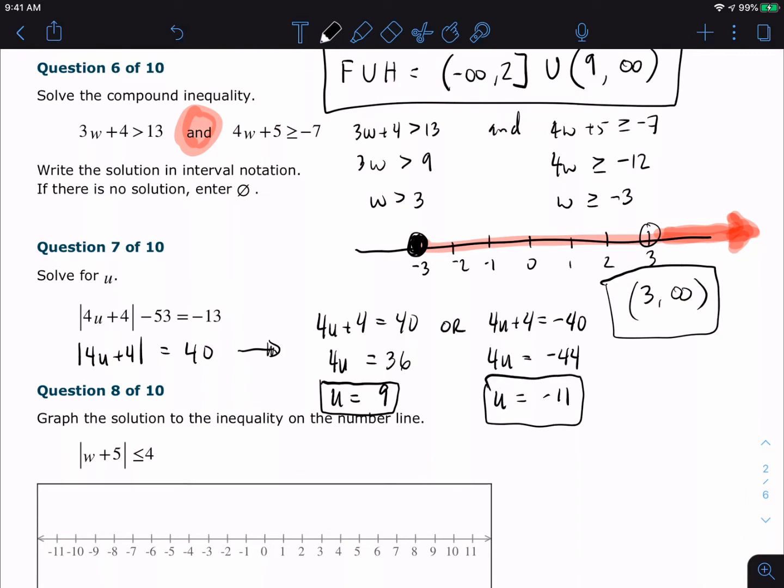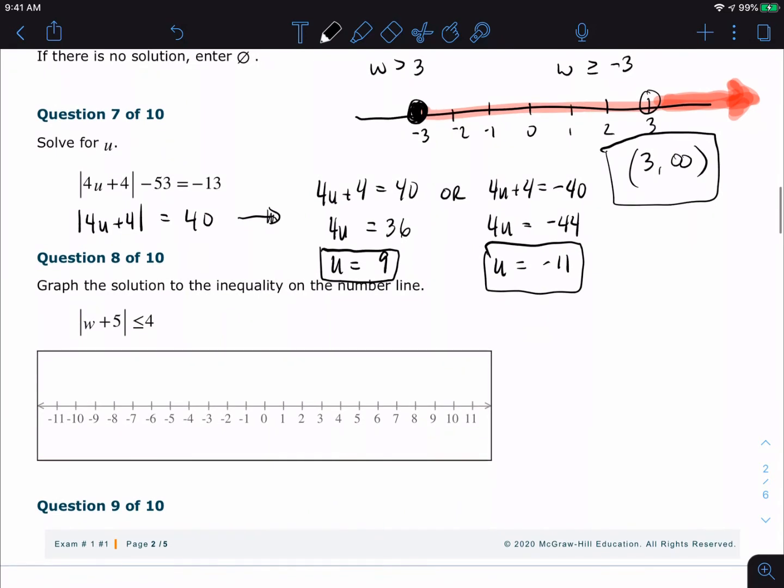Are we okay with that? Are you okay with that, Yancy? Just trying to make sure. Yes, good. Okay, cool. Okay, let's go on to graphing. And this is really, really cool.